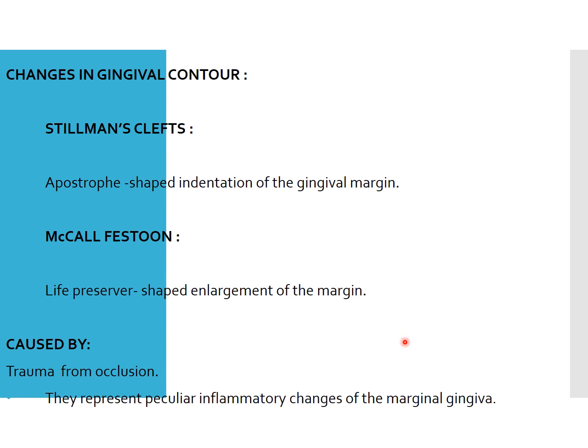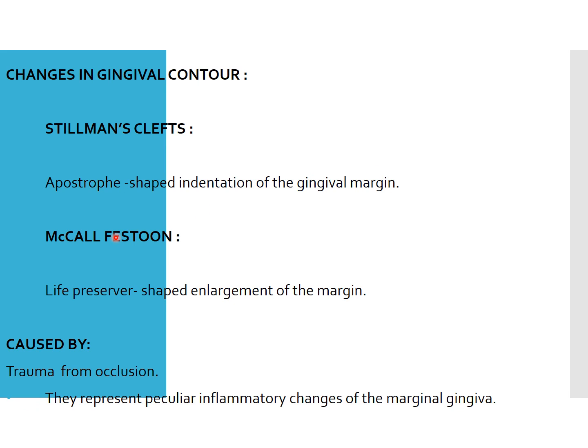So changes in the gingival contour, you can see different types of contour. Normally the contour will be scalloped and knife-edged. In disease cases, you can see rolled-out margins with blunt interdental papilla. So scalloped and knife-edged will be like this, and rolled-out margins with blunt interdental papilla will be like this. You can see some other changes called Stillman's cleft and McCall's festoon. This is seen in case of trauma from occlusion. You can see an apostrophe-shaped indentation in the gingival margin, which is Stillman's cleft. I will show you the pictures later.